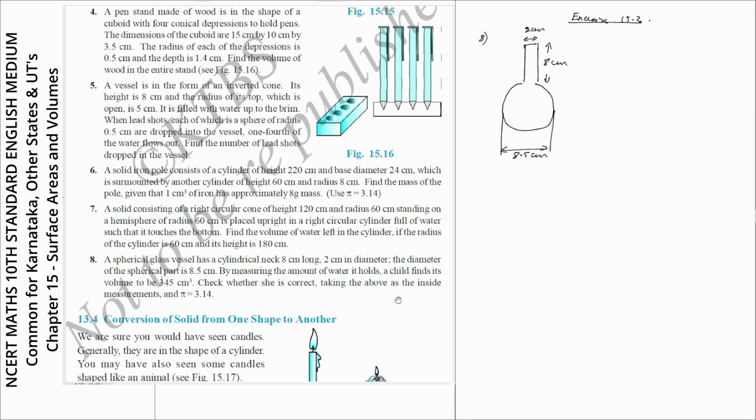So the figure is like this. This is the vessel. So we should find the volume, and they said some kid has measured the volume, and according to the kid 345 centimeter cube is the volume. So we should check the volume and compare with that volume. If it matches, then it is correct, or it is not.